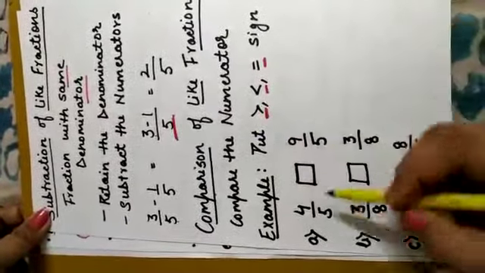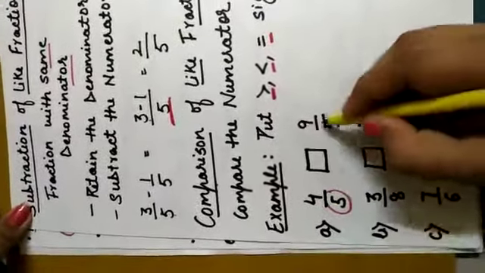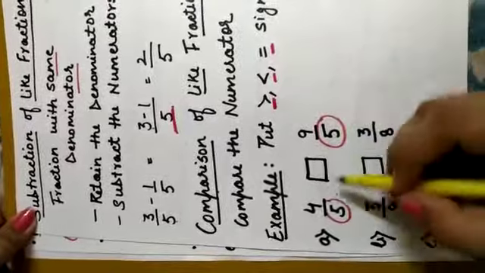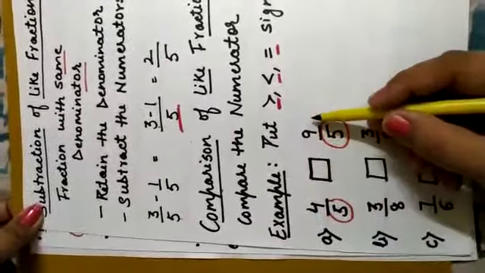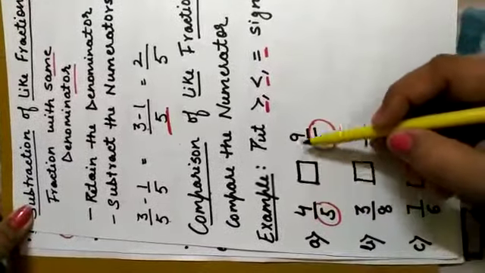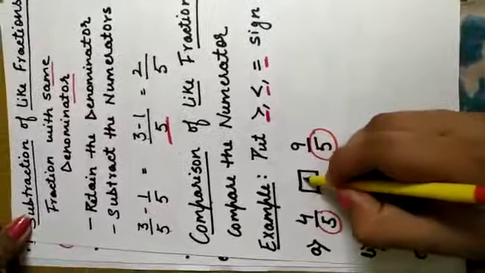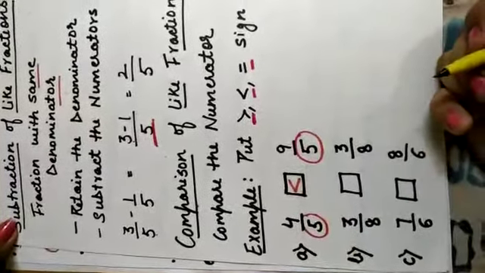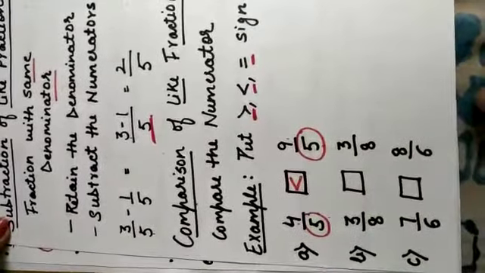In this case again, we are comparing the like fractions only. So, denominators are same, we need to compare only the numerators. Now out of 4 and 9, which one is greater? 9 is greater. So this fraction is greater. 9 upon 5 is greater than 4 upon 5.